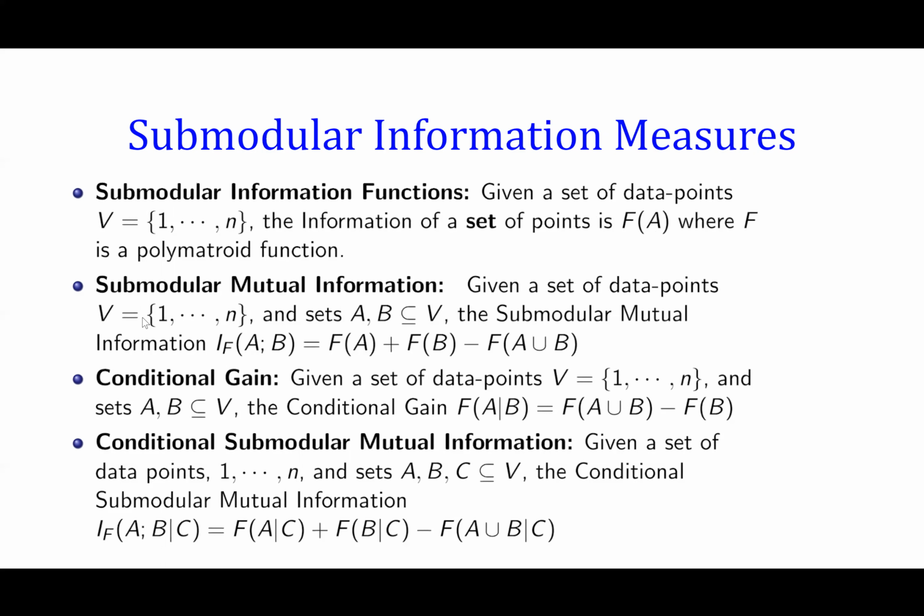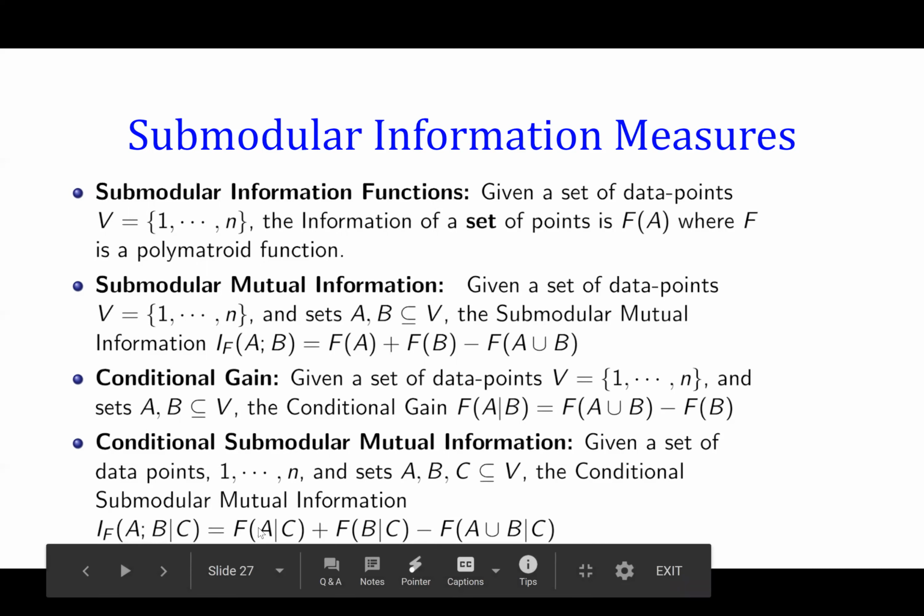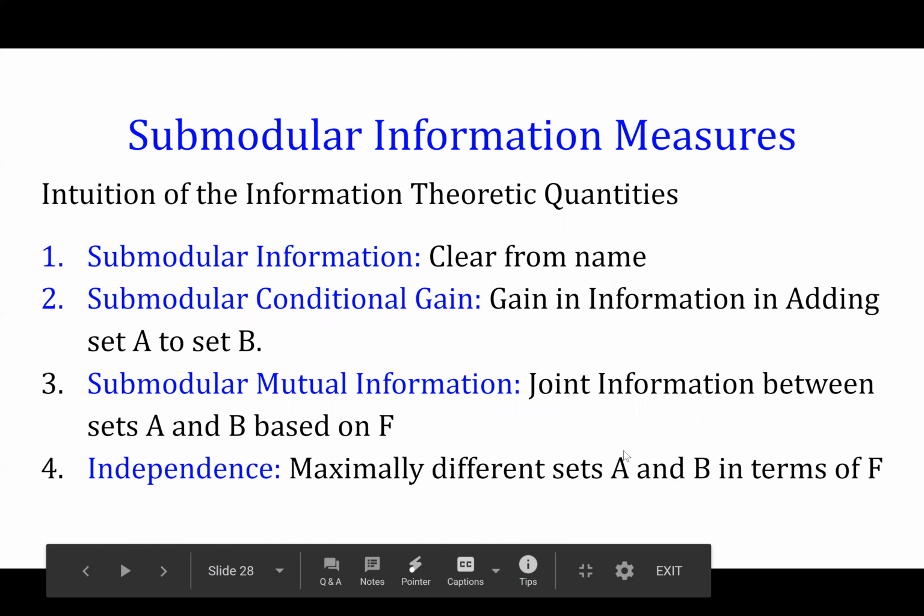Now, given this, I can define the submodular mutual information. This quantity is the mutual information between A and B: f(A) plus f(B) minus f(A union B). If f is the entropy function, this is the standard mutual information. Similarly, we can define the conditional gain, the gain of A given B, as f(A union B) minus f(B). And finally, you can define the conditional mutual information as this quantity. Again, very similar to the entropic notions we saw before.